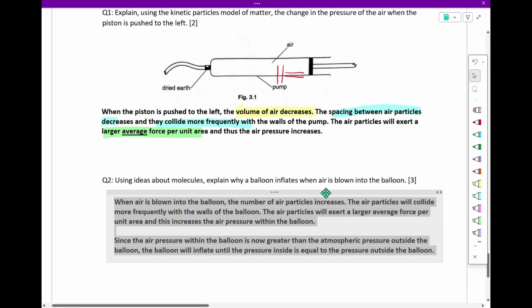So why is there a difference in pressure? Because my pressure inside increases. Why does the pressure inside increase? Because my number of particles increases. Therefore, that is why the balloon will inflate.